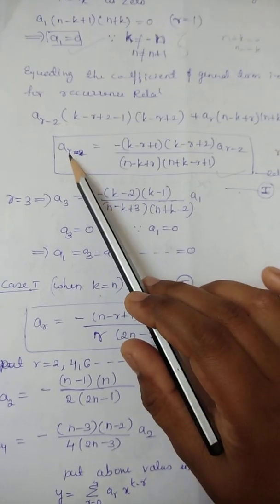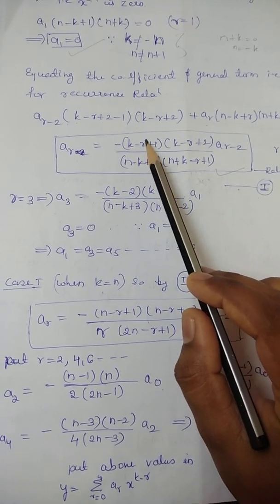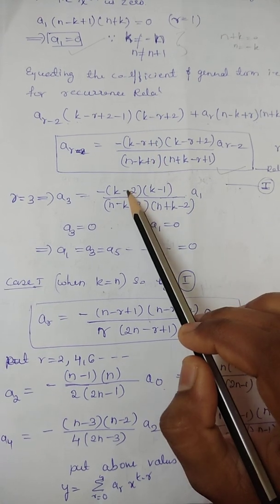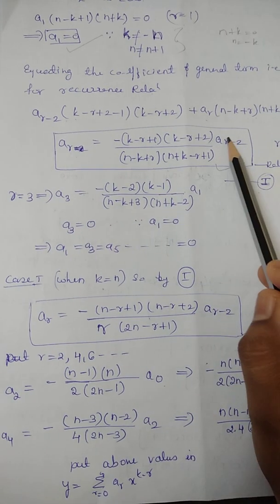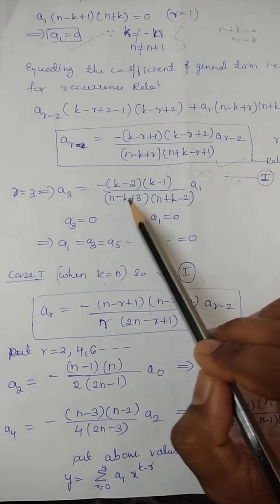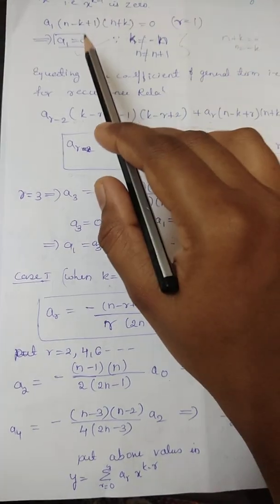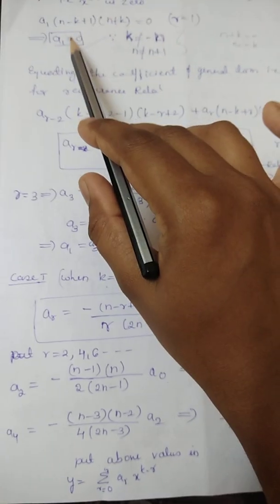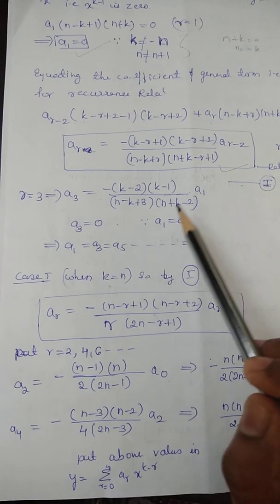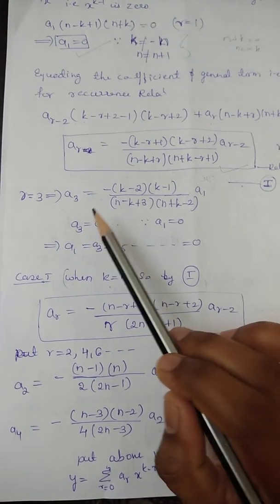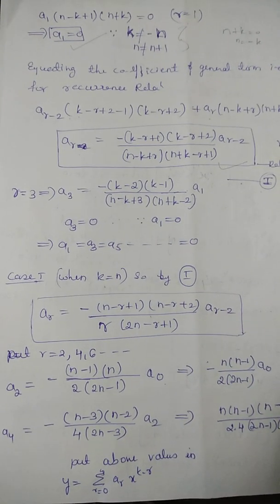So when you put r is equal to 3 in this recurrence formula, k minus r is 3 plus 1, so this will be minus 2, and k minus 3 plus 2 is minus 1, and this will be 3 minus 2 is a1. Similarly in the denominator. So a1 we already got, that is equal to 0. Let us substitute this value here, so the whole term becomes 0. It means a3 is equal to 0 because a1 is equal to 0. If a3 is 0, a5, a7, a9 we will be getting equal to 0.